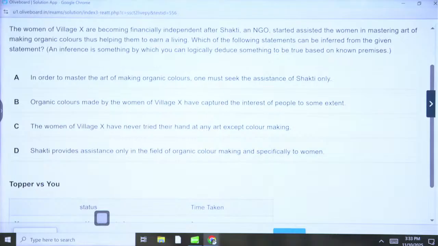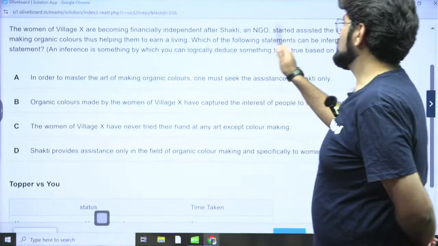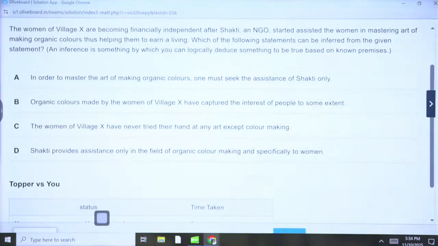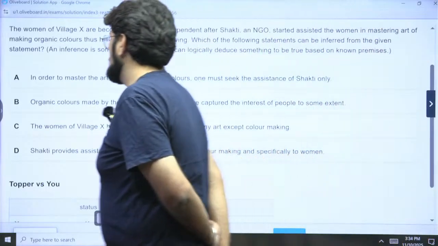The women of village X are becoming financially independent after Shakti, an NGO, started assisting the women in mastering the art of making organic colors, thus helping them to earn a living. Which of the following statements can be inferred from the given statement? Inference is something which you can logically deduce to be true based on known premises. So the NGO Shakti has enabled women by helping them master the art of making organic colors in a particular village X. Let's see what can be inferred.